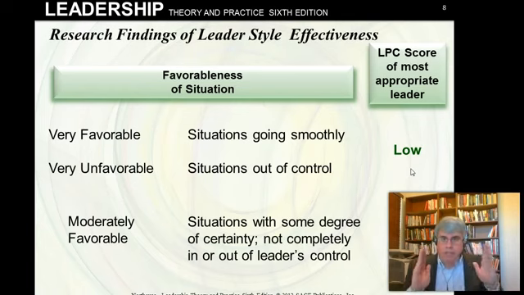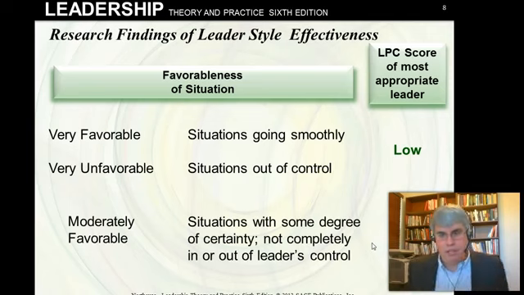Success or failure are the only two options, and it looks like failure is most likely unless we give it everything that we've got. Those types of leaders tend to do better in the situations that are out of control. But in the moderately favorable situations with some degree of uncertainty, not completely in or out of the leader's control, the people with the high LPCs do better. People that are more concerned about the relationships can get everybody to coordinate their efforts to make success more likely.